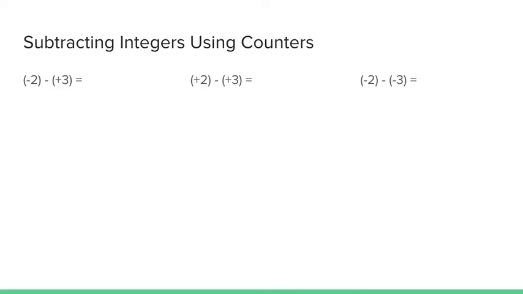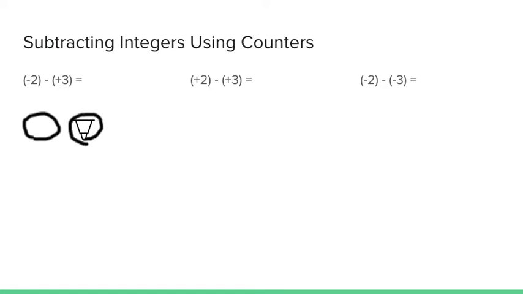Let's use counters now because this might be a little bit more user-friendly for some of you. Subtracting integers using counters. We're going to encounter something similar to what we did when we were adding with counters earlier, in that if we end up with both positive and negative integers, we're going to have to make matching pairs and cancel them out.